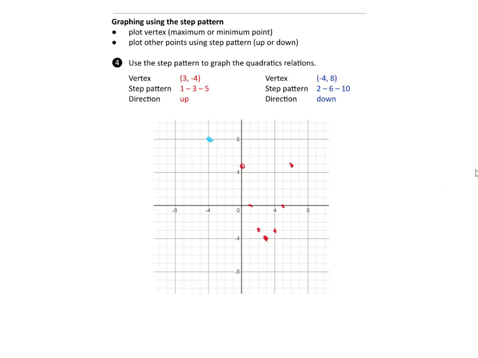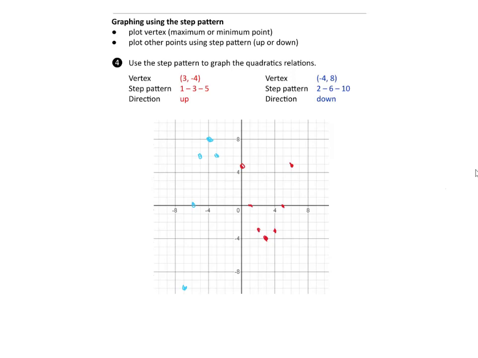It is still a proper step pattern because it follows a multiple of 1, 3, 5. The only difference is it's multiplied by 2. So we go over 1, down 2, because it's opening down. Over 1, down 2. Then over 1, down 6. Then over 1, down 10.